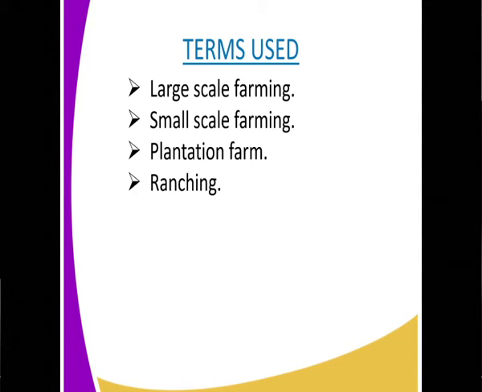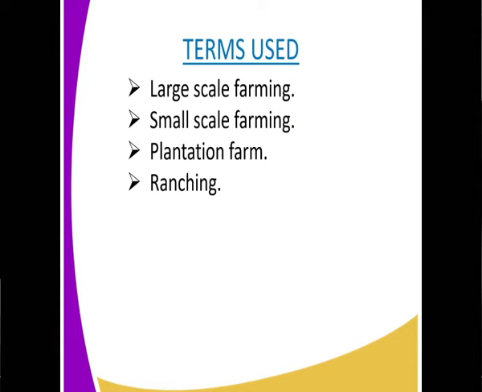And small scale farming is whereby the farmer will engage in crop production and livestock production, whereby you keep few animals, or you produce the crops on small scale. Maybe you can say 1 hectare of land, that is a small scale.